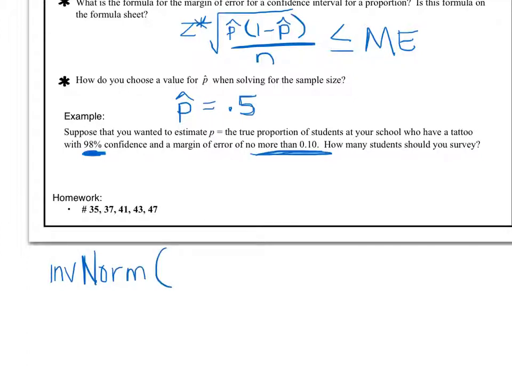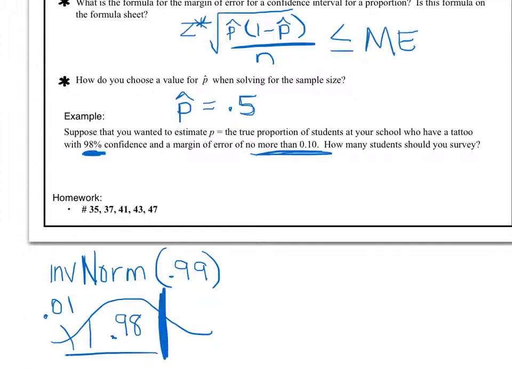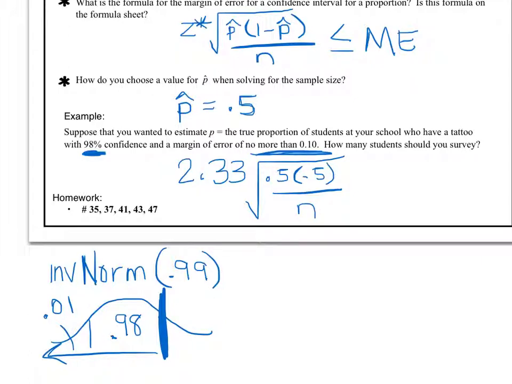of, and I can either say 0.01, because that's half of the 2% that's left, or I can say 0.99, because remember I want the middle 98%, and so that means that this right here is 1%. So if I went from this z star value backwards, that would be 0.99. And it gives me a z star value of 2.33. And then I say times the square root of 0.5 times 0.5 all over n, because n is my sample size and that's what I'm solving for. That's less than or equal to 0.1.